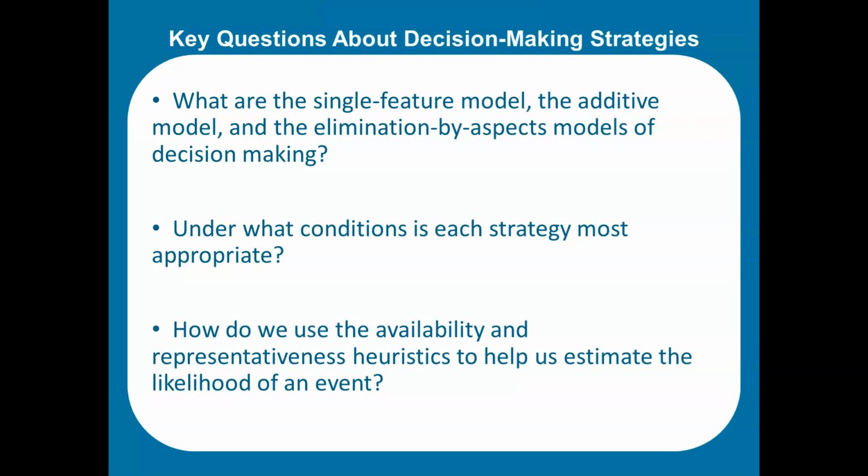Last but not least, we want to think about the question, how do we use the availability and representativeness heuristics to help us estimate the likelihood of an event? So more than likely this is going to happen. How are we using either the availability or representativeness heuristics to help us answer that question?